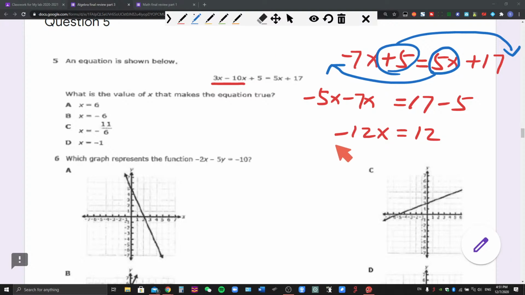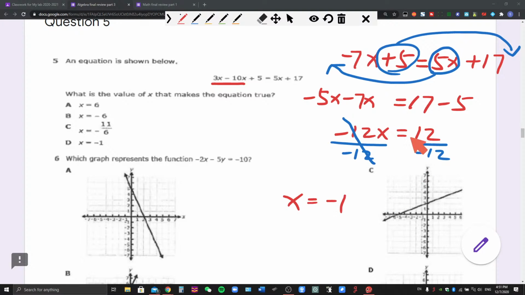And lastly, we divide by the multiplier of x. X was multiplied by negative 12, so you just divide by negative 12, and this side will also divide by negative 12. So here they will cancel, and x will be negative 1. Okay, x will equal negative 1.